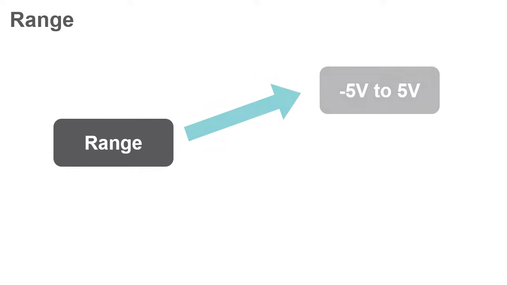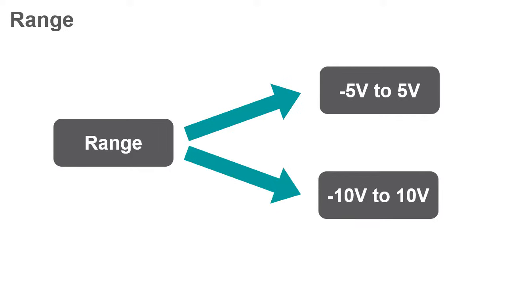Range. Device range refers to the minimum and maximum analog signal levels that the ADC can digitize. These are typically minus 5 to 5 volts or minus 10 to 10 volts.